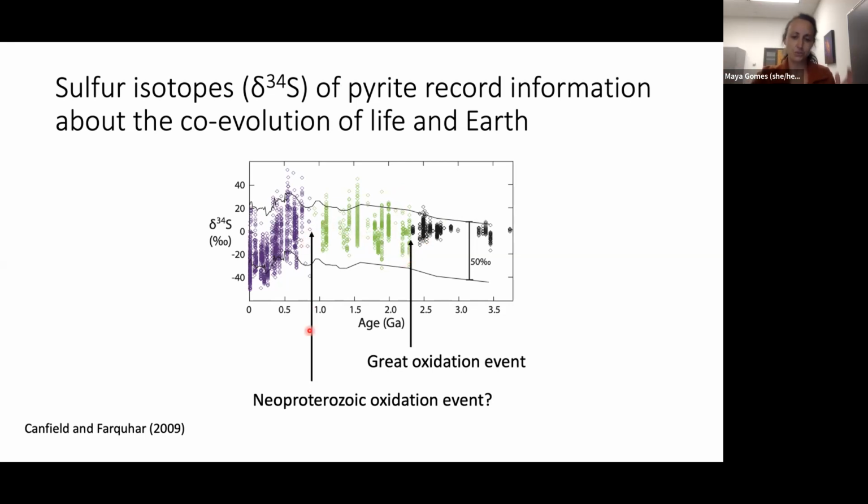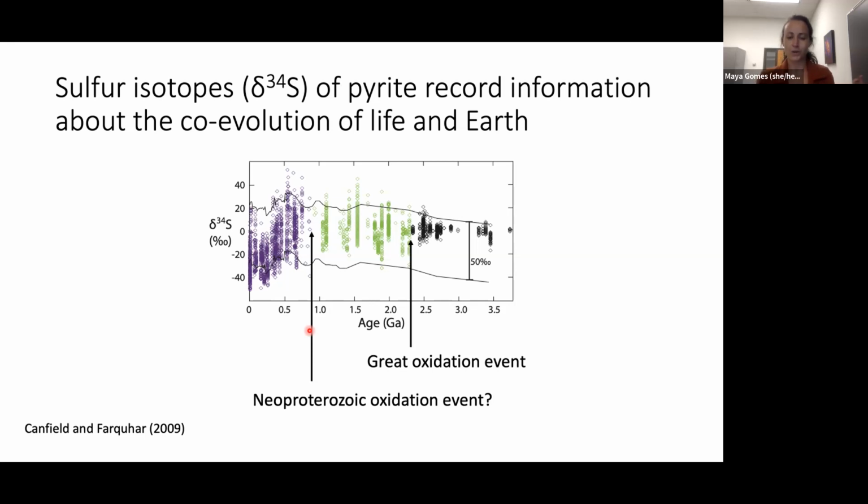Then close to 0.7, 0.8 billion years ago, we see another increase in the range of sulfur isotope compositions of sedimentary pyrite. And this is temporally linked with what some of us might think of as another stepwise increase in oxygenation, so perhaps a Neoproterozoic Oxygenation Event at this time. So work is still being done to understand this transition.